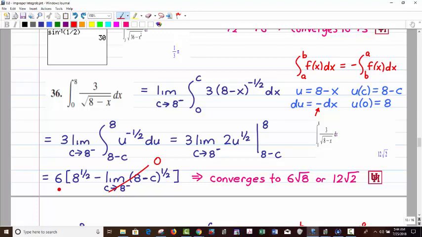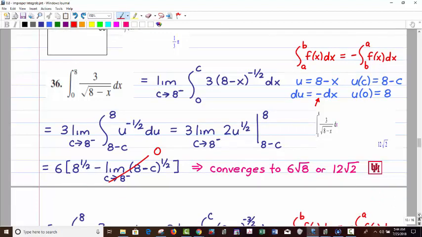So it converges to 6 times the square root of 8, which would be fine with me as an answer. But if you're checking answers or something like that, you might see it in a more simplified form. It's because the square root of 8 is the same thing as 2 square root of 2. So this is also equivalent to 12 square root of 2. But I would have no problem with 6 square root of 8 being your answer, because it's right.